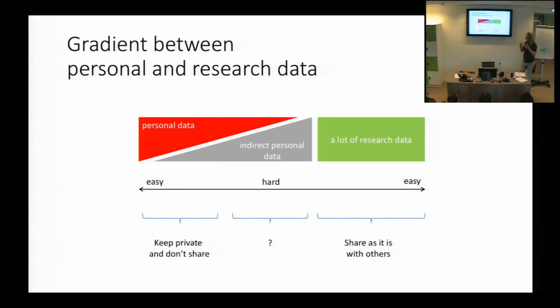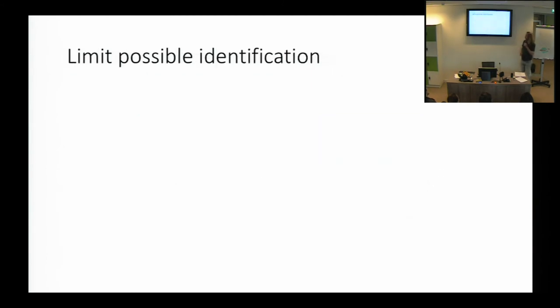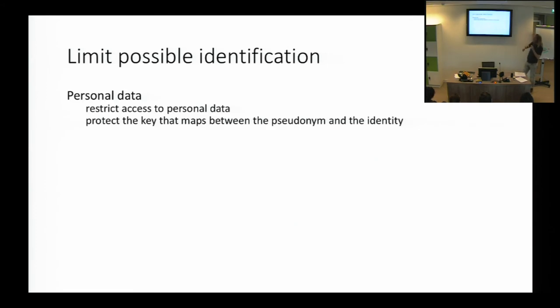And one of the strategies that we're trying to do is we try to limit possible identification. So with personal data, well, if you have to call your subject to invite him over for the scanner, you cannot limit the identification. You still need his name and you need his phone number. What we do is we restrict access to personal data. So we just make sure that only the person in charge of the experiment has the phone number. As a PI, I don't need to know the names of the subjects that my PhD student is inviting in the lab.